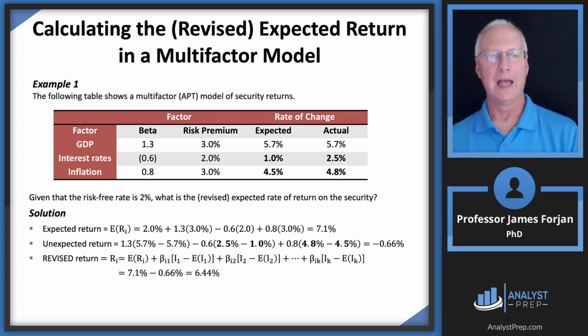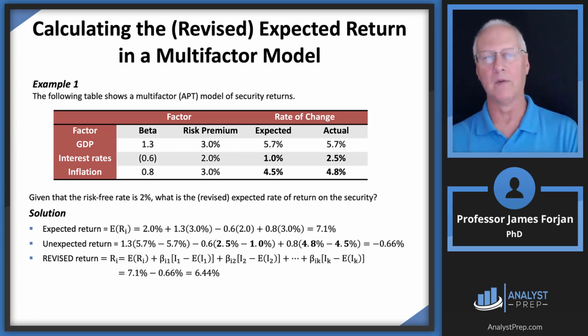Let's figure out what this revised expected return is going to be. Look at that first line, expected return. We're just going to take simple weighted averages here. We'll start with the 2% risk-free rate of interest, and then add the product of the 1.3 times 3%, the 0.6 times 2%, and that's a minus sign there, so make sure you subtract, and then the 0.8 times the 3%. So our expected return is going to be 7.1%.